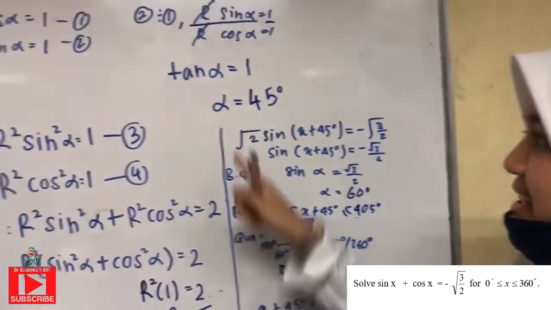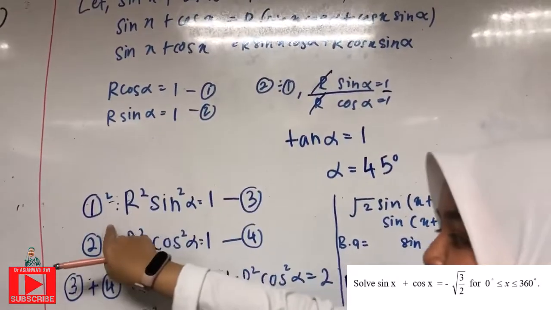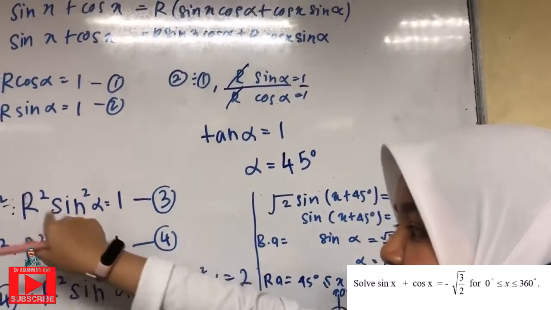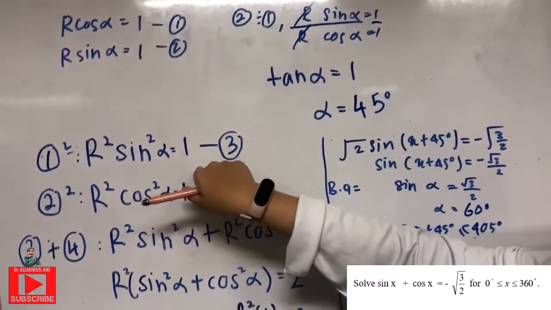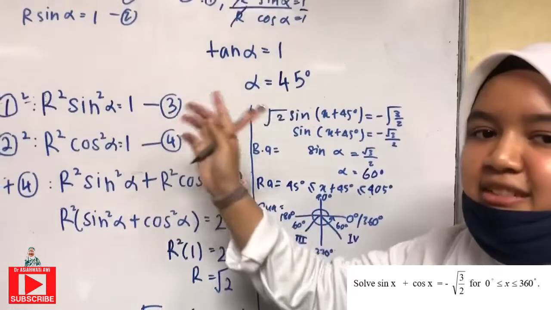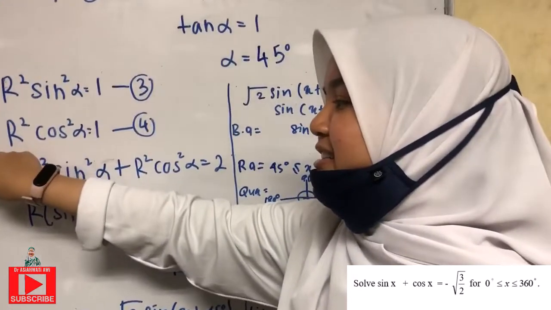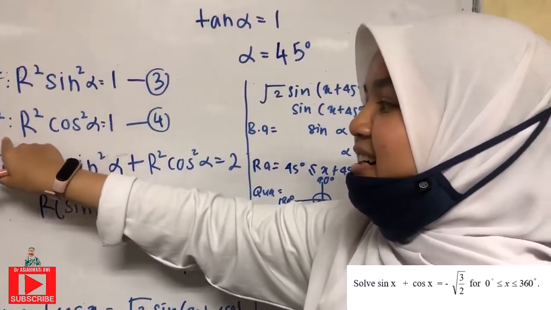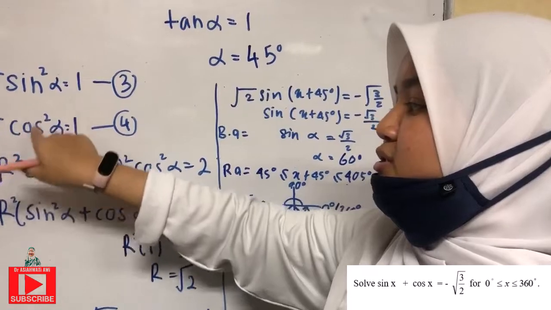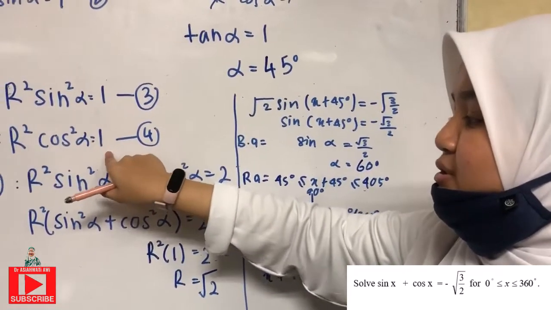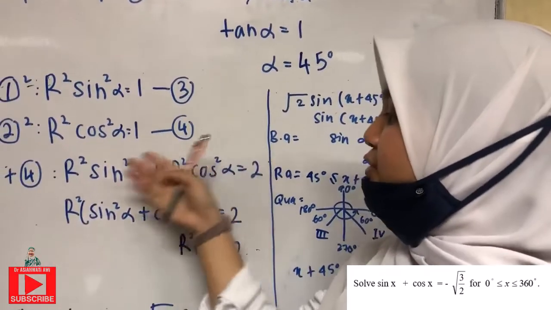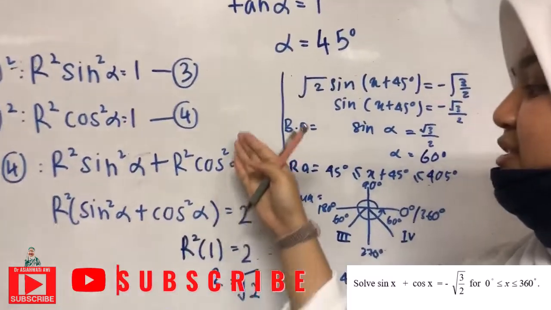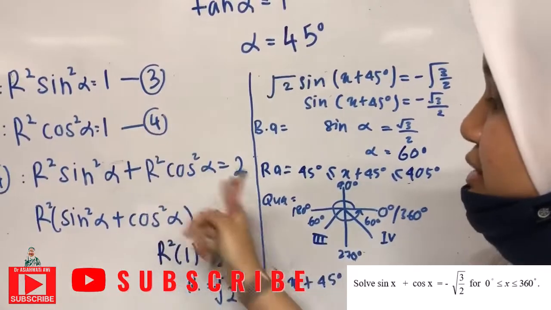Okay. And then kita ambil balik equation 1 dengan equation 2. Kita the whole equation kita kuasakan 2. R kuasa 2 sin kuasa 2 alpha equals to 1, 1 pun kuasa 2, tapi 1 kuasa 2 is 1 lah. Then 2 kuasa 2 juga, R kuasa 2 cos kuasa 2 alpha equals to 1. Then kita tambah equation 3 dengan 4, dapatlah R kuasa 2 sin kuasa 2 alpha plus R kuasa 2 cos kuasa 2 alpha equals to 1 plus 1 itulah.